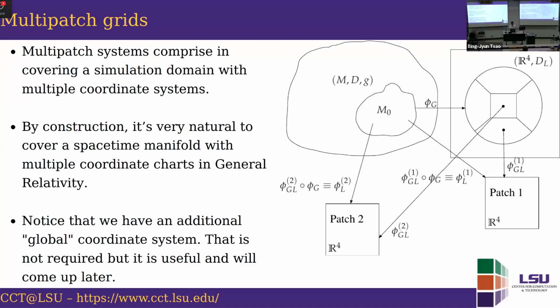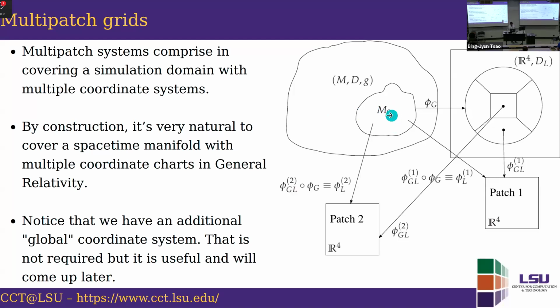All right, so for the second part of the talk, I'm going to try to summarize some of the developments we're having with our multi-patch system for CarpetX. These slides, you've probably seen them if you've seen any of my presentations from previous years. But basically, a multi-patch system is the idea that we're going to decompose our domain of evolution into different coordinate patches, right? And this is very natural to do in general relativity because we describe our object of study, or space-time manifold, as something that can be covered in multiple coordinate maps and coordinate patches, right?